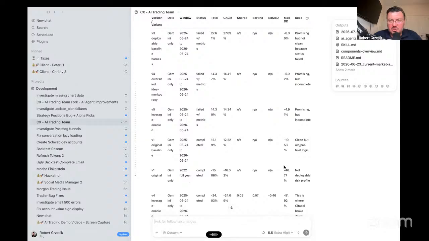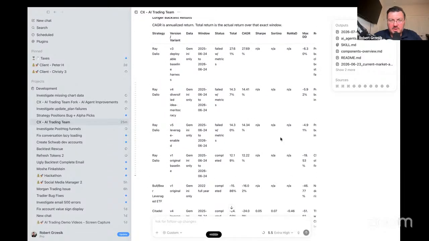And then this chart that you gave me is pretty hard to read. Okay, so you're saying there's Ray Dalio V3 deployable baseline harness. I don't know what that means. What does V3 deployable baseline harness mean? It's also very difficult to read this table because everything is so squished.